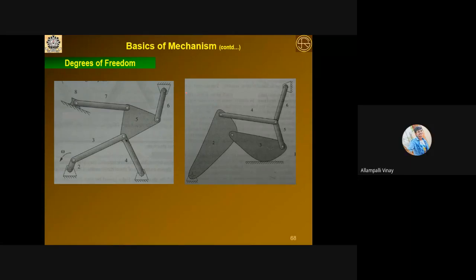Please be muted. Sir, 6 links in the first picture. Look at it carefully. Hey, somebody is not muted. Please be muted. 8 links are there. Sir, 8 links. How many joints? Please be muted, somebody is unmuted and there is noise coming.